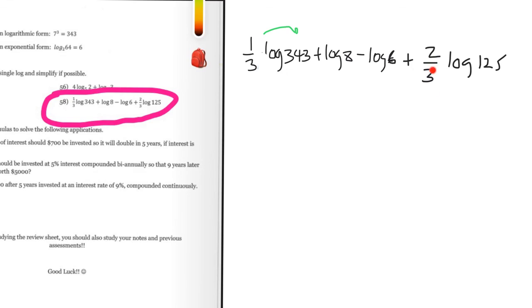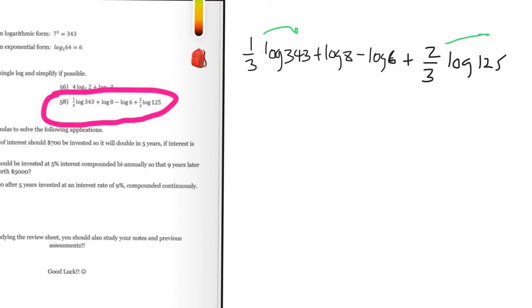And we're going to do the same thing with this 2/3 and the 125. Now, part of my motivation has to do with PEMDAS, actually, because you want to deal with exponents first. So this is an exponent scenario, right? So it's 1/3. It's going to be 343 raised to the 1/3.